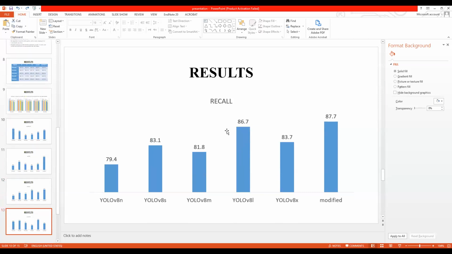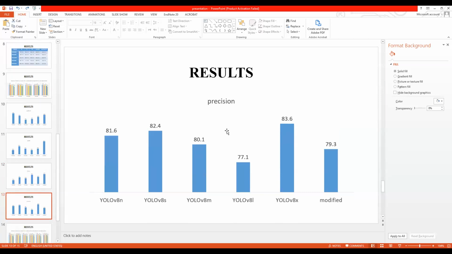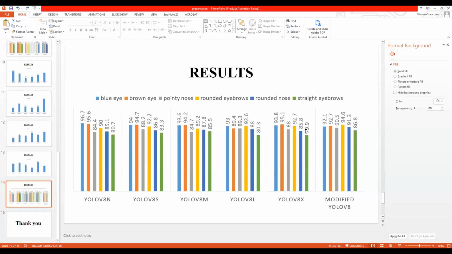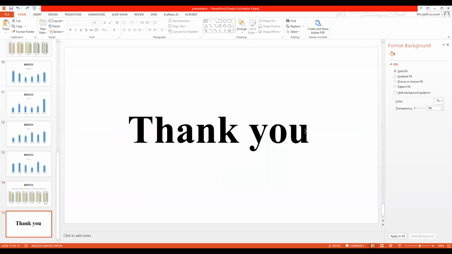Here are the recall, and this is for precision. This is for every class for the YOLOv8 versions and the modified YOLOv8. You can notice the modified YOLOv8 is reaching higher with the classes related to the shape, like the nose and the eyebrows, as it increases its performance. That's it.